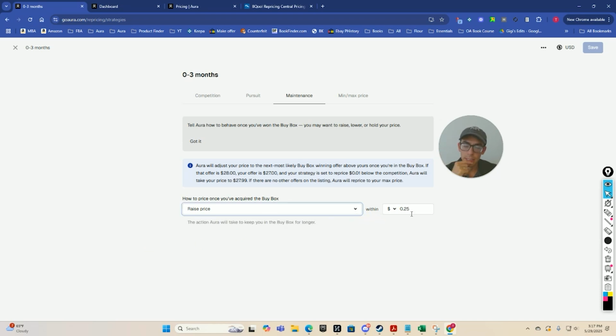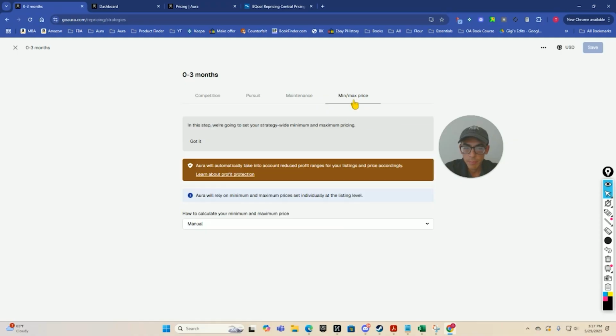Now what I'm doing is saying whenever I win the buy box, try to raise the price to within 25 cents of the person who's potentially next eligible for the buy box. Now this could backfire on you as well, because if you are trying to continually raise your price after you won the buy box, you could momentarily lose the buy box for a little while, and that can actually hurt you because somebody could have come along in that time and bought your book.